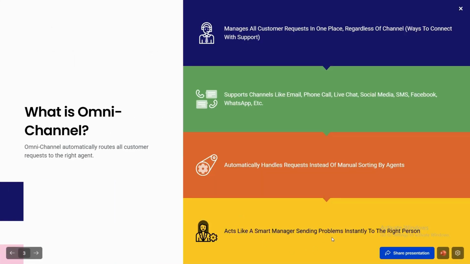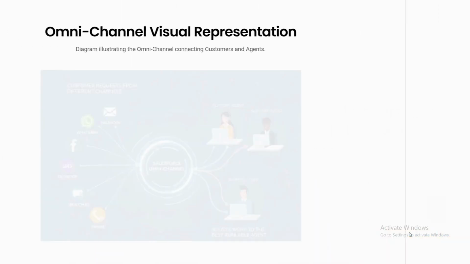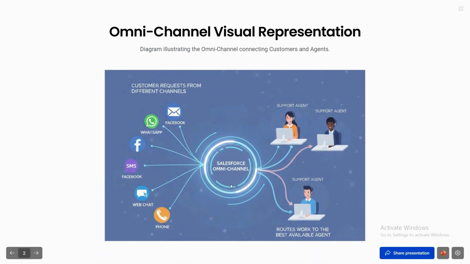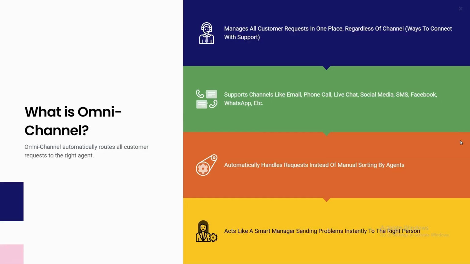And the fourth point is, Omnichannel acts like a smart manager, sending problems or customer requests instantly to the right person. Right person means the right available agent. So Omnichannel acts as a smart manager which accepts the work from the different channels and assigns it to the best support agent, so that every support agent gets work and no one gets overloaded or gets less work. Let's jump to the next slide.